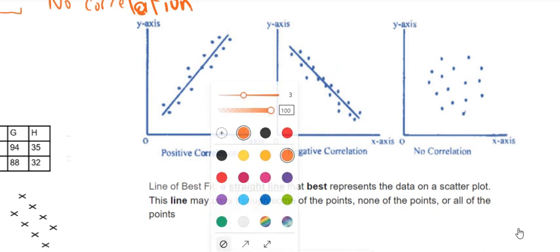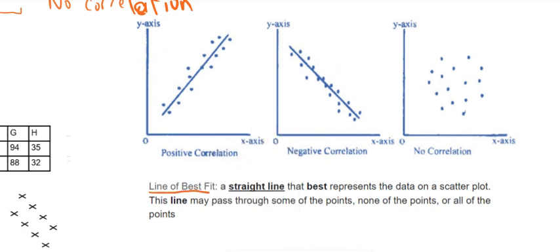A line of best fit is something you can be asked to draw in this. It's a simple enough thing really. It's just a line that goes through basically the middle of the dots. It's the line that best represents the data on the scatter graph. It may pass through some of the points, none of the points, or all of the points, but when you're drawing it, you're just trying to draw it through the middle of all of the dots pretty much. So that's line of best fit.